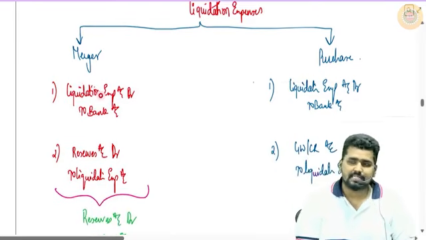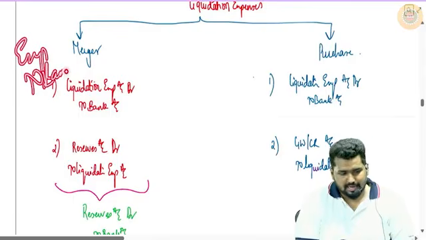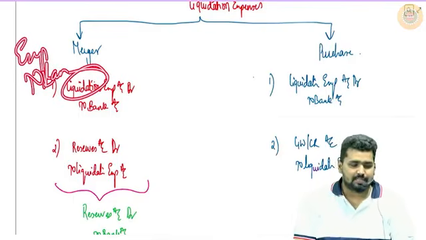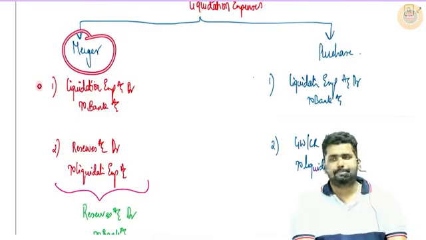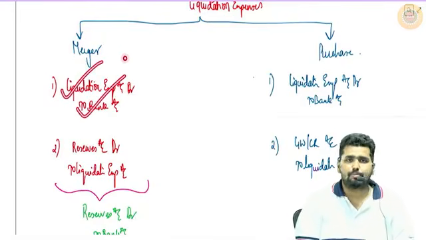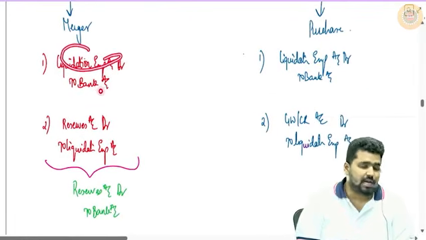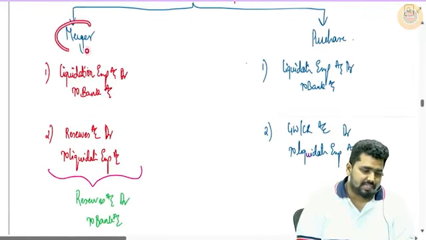Correct? So what is the journal entry? Expenses paid means what is the entry? Expense account debit to bank account. Here the name of the expense is liquidation expense. First I will teach you for merger. What is the journal entry for liquidation expenses? Liquidation expense account debit to bank account. Being a nominal account, we have to close. But in merger, we are closing and taking it to reserve.